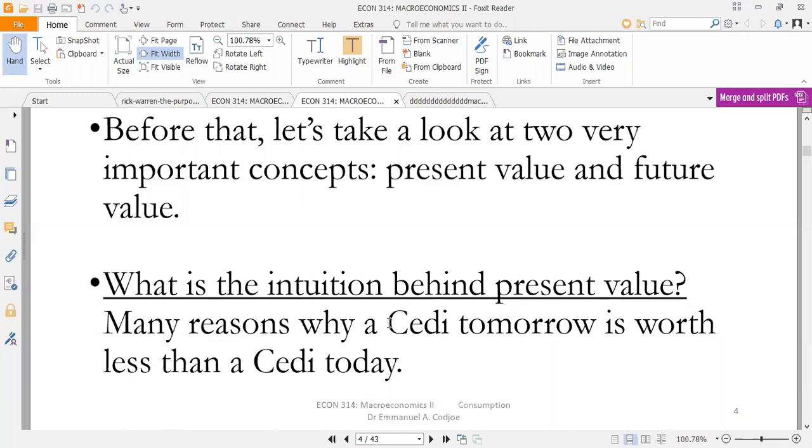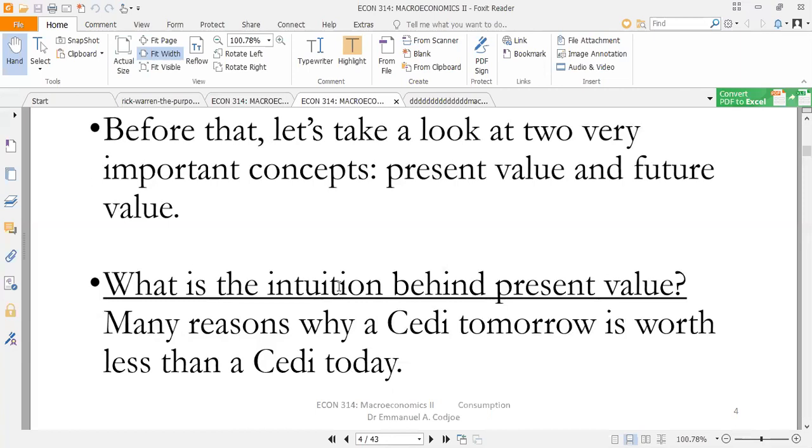Now, if you have 1 cedi today, it's worth more than 1 cedi tomorrow. Why? Because it's possible you prefer current consumption to future consumption. But basically, the reason is that there is inflation. So the amount of goods and services that your 1 cedi can buy today, you wouldn't be able to buy tomorrow. Which means that 1 cedi in the future is worth less than 1 cedi today.